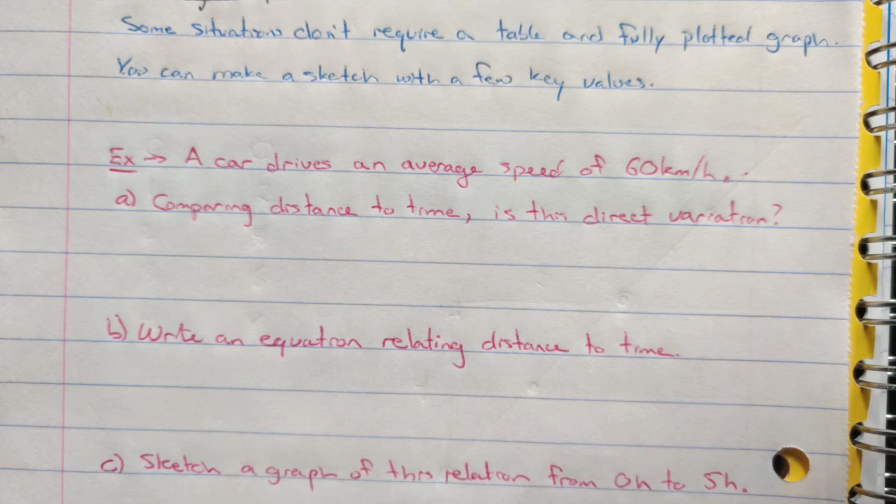Well, if the car is driving at a speed of 60 kilometers an hour, so that's a rate, that's going to be our rate of change. At 0 hours, how far would the car have traveled? 0, because that would be the initial value. It would start at 0 kilometers. So the initial value is 0. And if the speed is staying that constant 60 that we're using as our average expectation, then yes, this would be a direct variation.